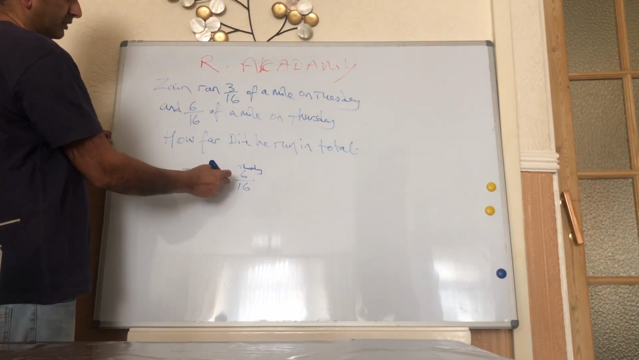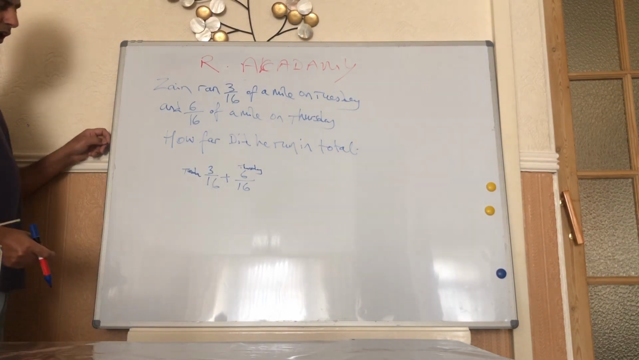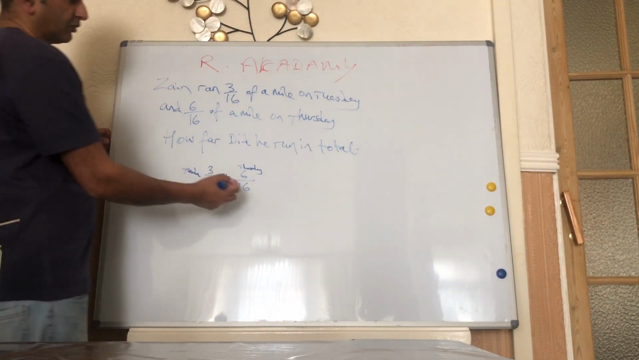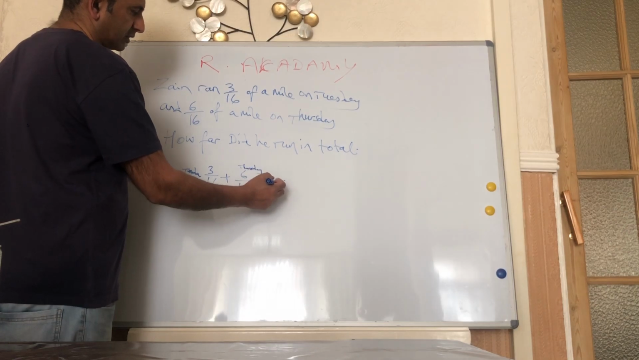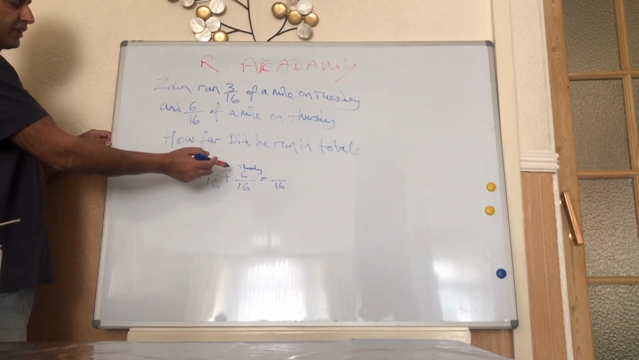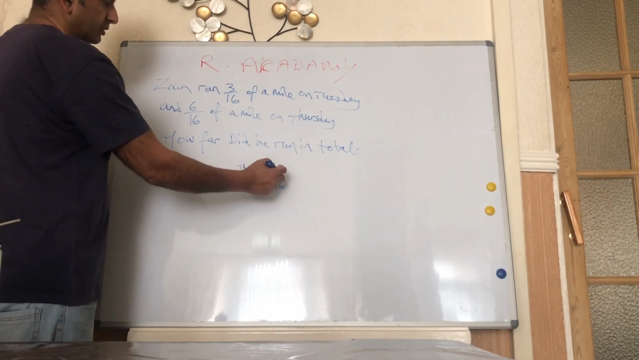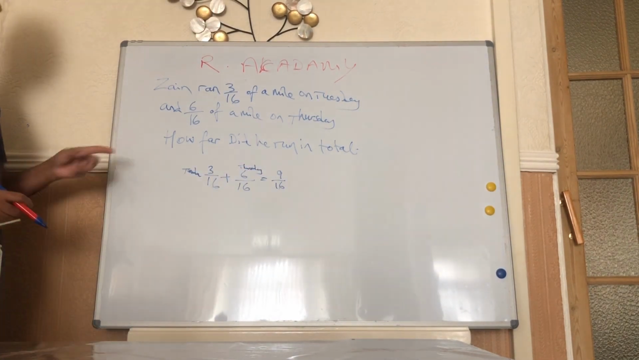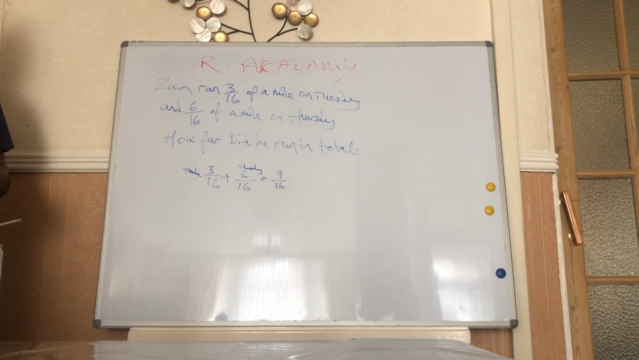So just put a plus in. Yeah? So the 16 remains common, which is the denominator. And the numerator you add together, so it's 6 plus 3 equals 9. So your answer would be 9/16.